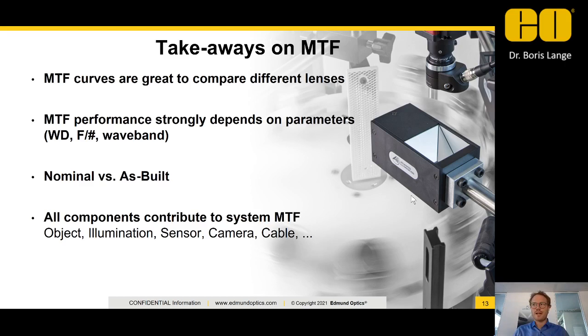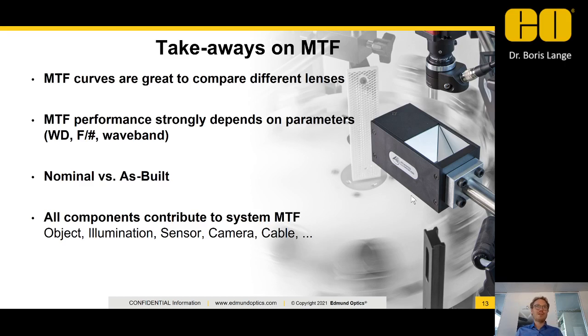Second bullet over here, I already mentioned it. I will mention it a third time because it can't be underestimated. Every lens has its comfort zone, and if you happen to have a specific application where you can really say, yes, this is the working distance I need, this is the f-number I need, this is the waveband I need, then don't feel bad, don't shy away from asking your optics manufacturer of choice to send over some MTF plots, so you can really make a very educated and good decision here.